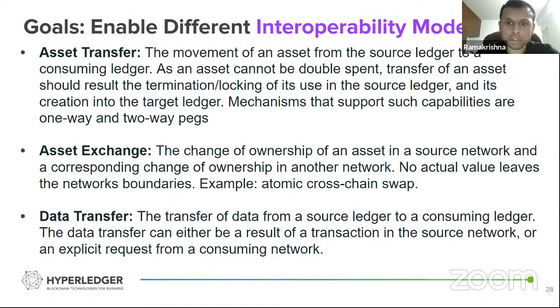So before I talk about the system, the way we began when we were thinking about what to build for an interoperability platform was, what are the categories of use cases we want to satisfy? And we call them interoperability modes here. There are three of them: asset transfers, asset exchange, data transfers. Between these, we believe they cover the whole spectrum of cross-network transactions that you would like. And I'll show them through examples. So next slide, Peter.